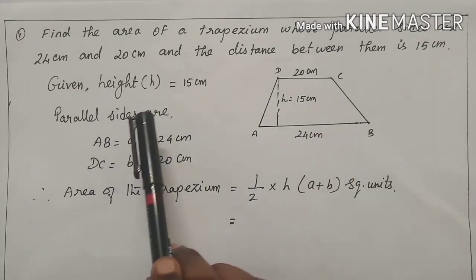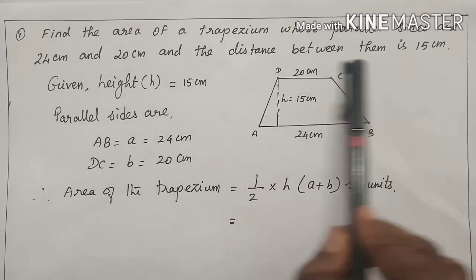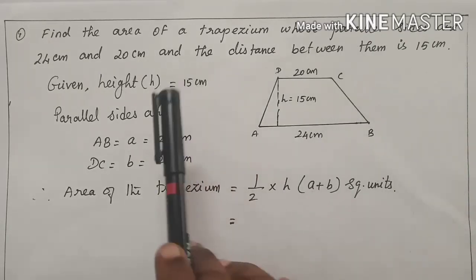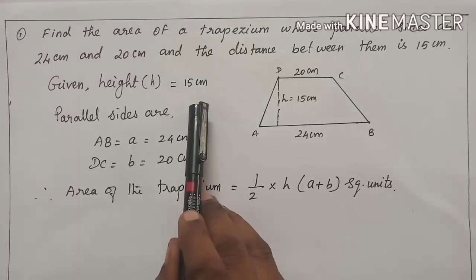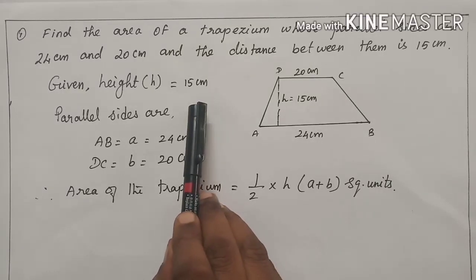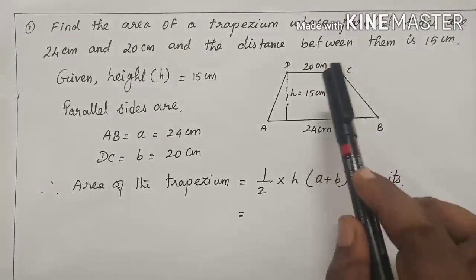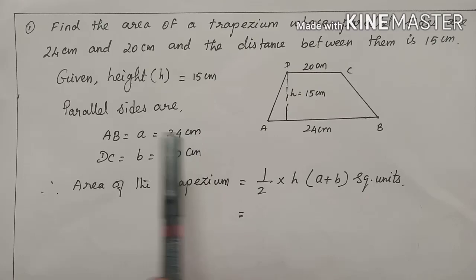First given height, that is distance between the two parallel sides, is 15 centimeter. That is the height. So write height is equal to 15 centimeter. Distance between these two parallel sides. Next, the parallel sides.